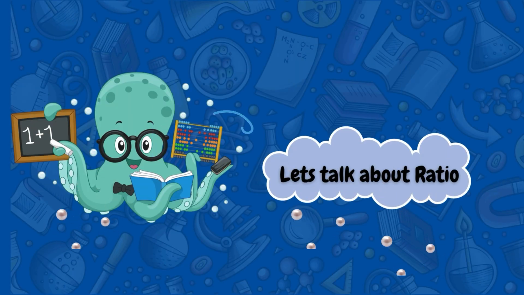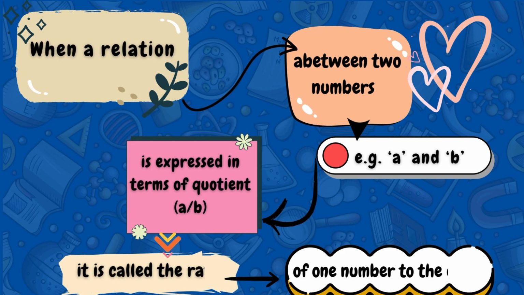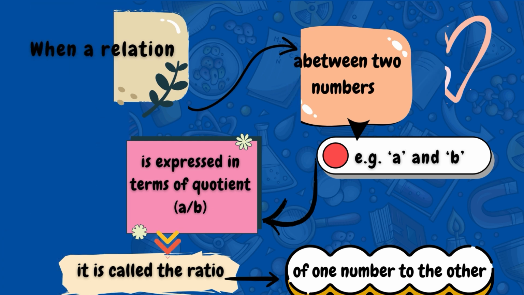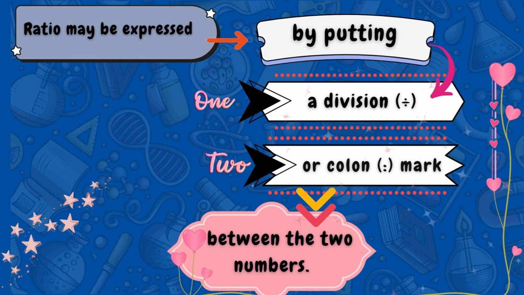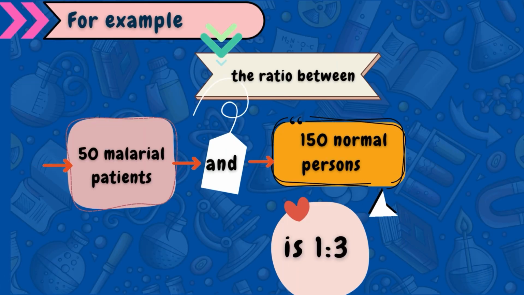Let's talk about ratio. When a relation between two numbers, for example, A and B, is expressed in terms of quotient A/B, it is called the ratio of one number to the other. Ratio may be expressed by putting a division or colon mark between the two numbers. For example, the ratio between 50 malarial patients and 150 normal persons is 1:3.